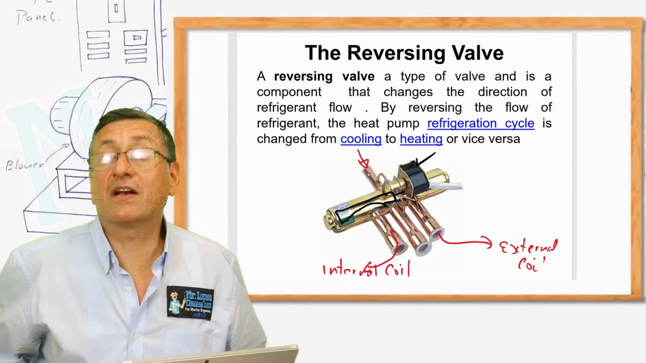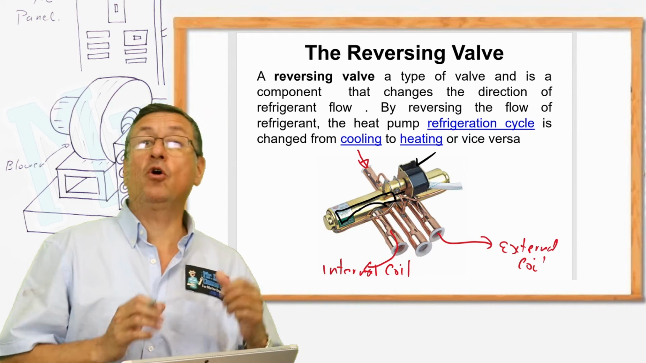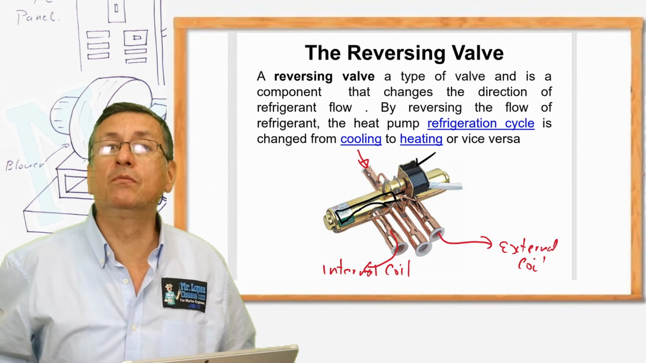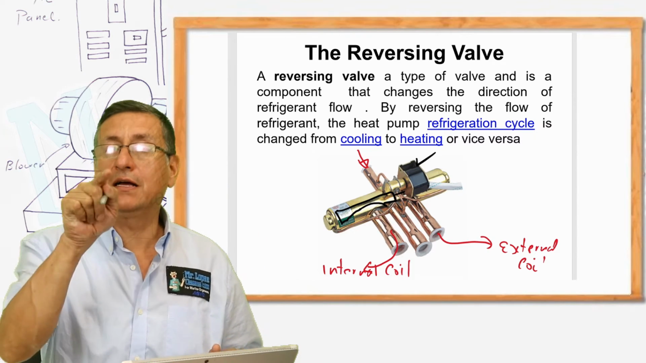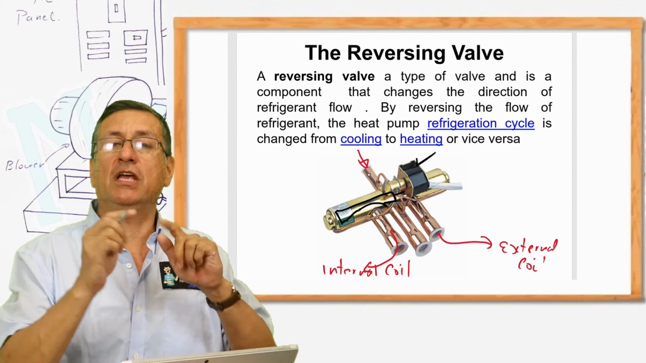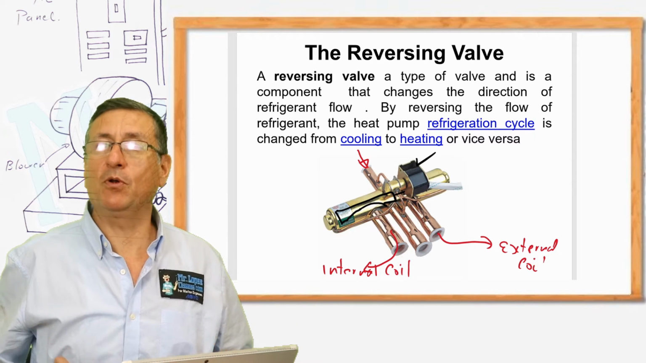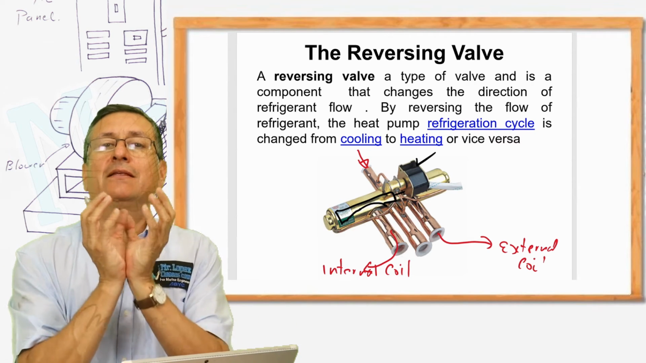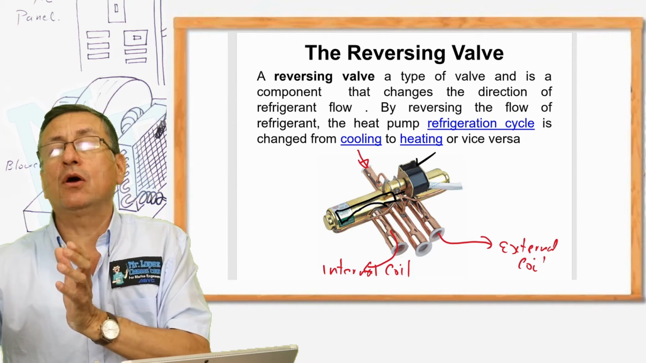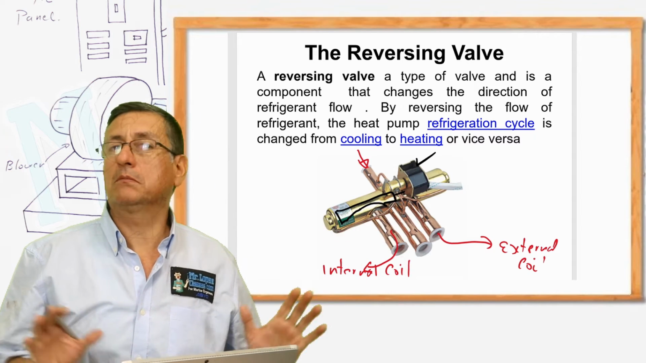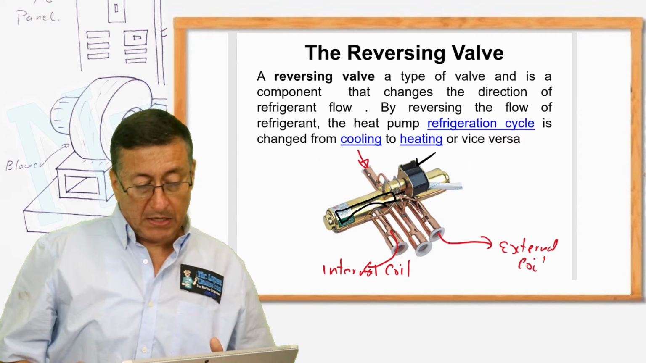If the refrigerant, high pressure, high temperature vapor, is entering into the internal coil, the coil that you have inside your home, you have the heating mode. If the refrigerant at high pressure, high temperature is going to the external coil, you have the cooling mode. Simple. Exactly. That's the function of that valve: send the refrigerant through the internal coil or through the external coil. And that's it. In that case, you have cooling mode or heating mode.